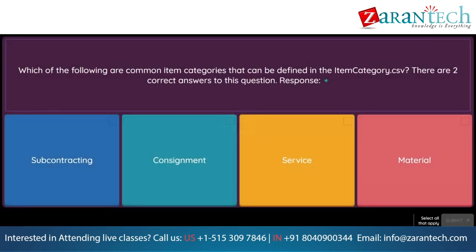Question, which of the following are common item categories that can be defined in the item category.csv? There are two correct answers to this question. Response. Option 1. Subcontracting. Option 2. Consignment. Option 3. Service. Option 4. Material.